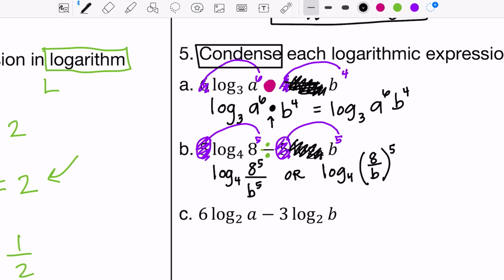Okay, here we go with C. You end up feeling like you're doing the same thing over and over again, but that's great because that means your brain has finally established the pattern that's necessary. So if it feels tedious after a couple, it's actually a good thing. All right, so we have log base 2 of a to the 6th. Because it was a minus, it changed to division. We'll use the fraction bar over b to the 3rd. That's it.